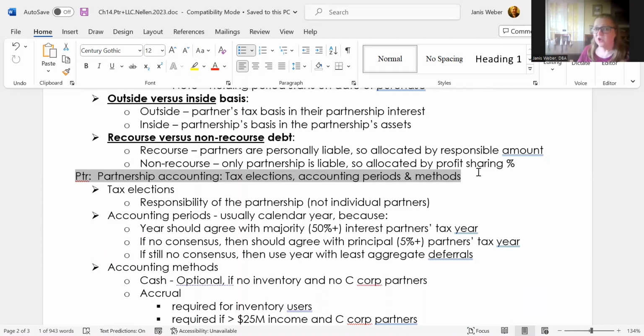Whereas outside basis is just showing how much each individual partner's interest is, their basis in their partnership interest. And it could be vastly different amongst the different partners, depending on what they transferred in and what their basis was in the assets that they were moving in.